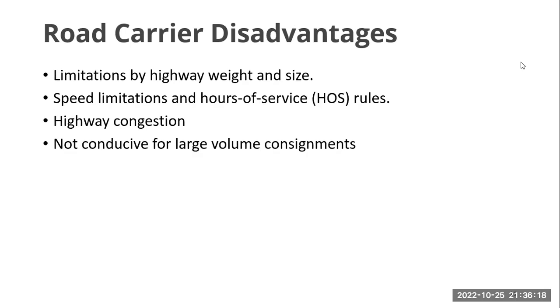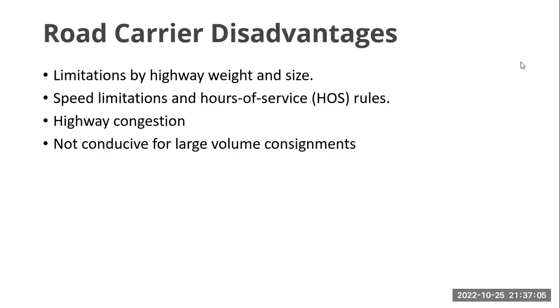Road carrier disadvantages are limitations by highway width and size. Some roads don't permit certain weights or certain widths or sizes of trucks. So it may be difficult for trucks to use those roads if there are bridges that limit the truck. Then speed limitations. Highways normally have speed limits in Ghana, like 80 kilometers on the average highway. You can imagine if you need something urgently delivered, it may take several hours to get there. Highway congestion, a lot of traffic, especially in the cities, and it's not conducive for large volumes of consignment because the vehicles cannot carry too large a volume compared to the ship or water transport, or even the air.